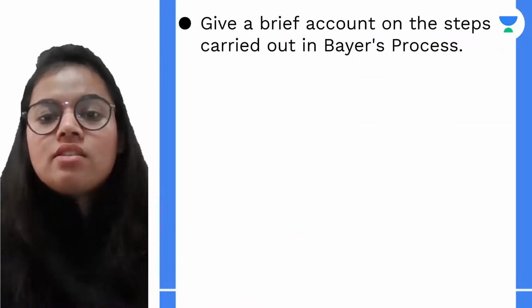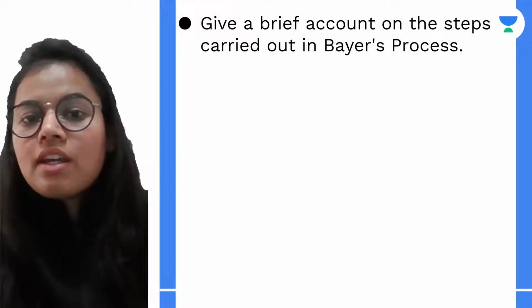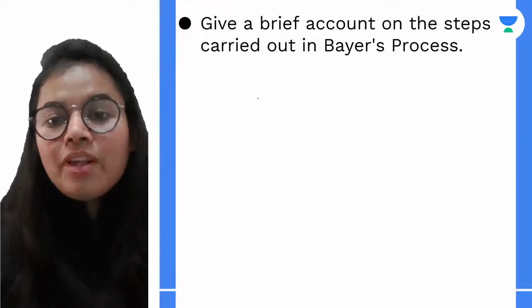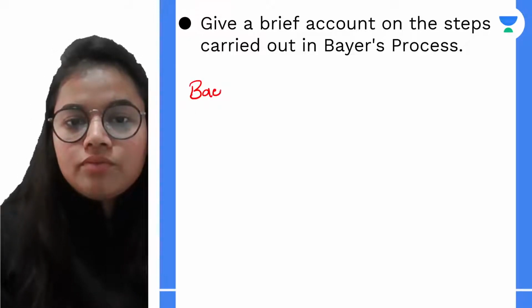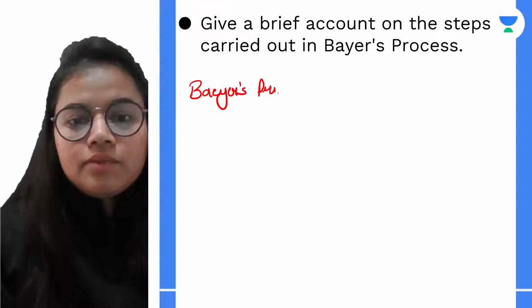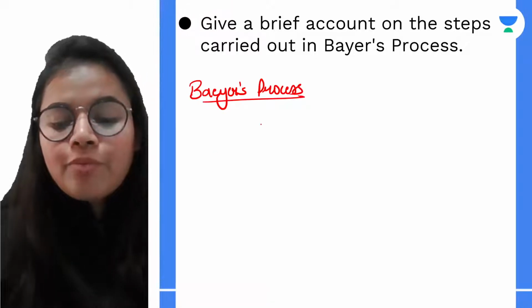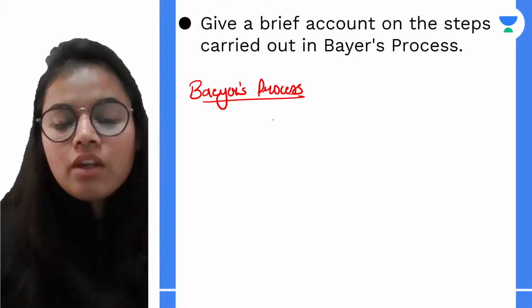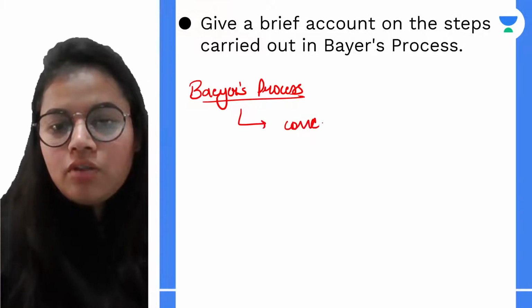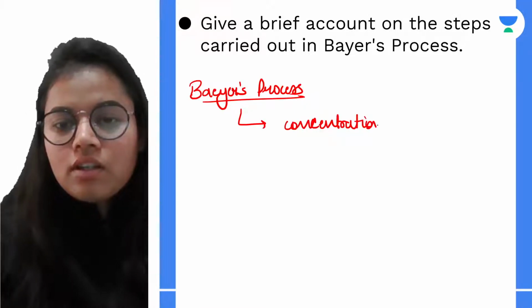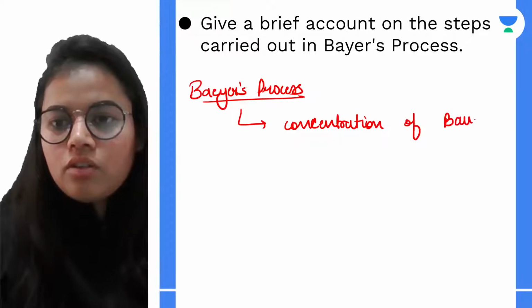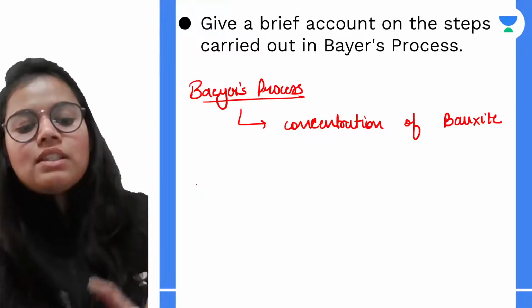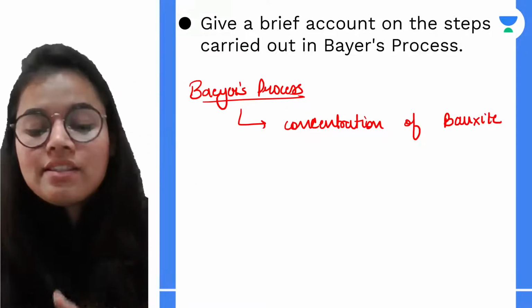Alright, next is: give a brief account of the steps carried out in the Bayer's process. First of all we should know what Bayer's process is used for. Bayer's process is the process of concentration of bauxite ore. So with this we are going for concentration of bauxite ore. Now this process is basically a three-step process.